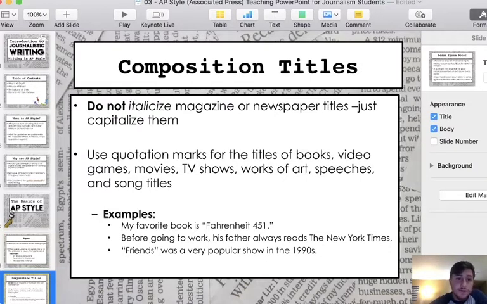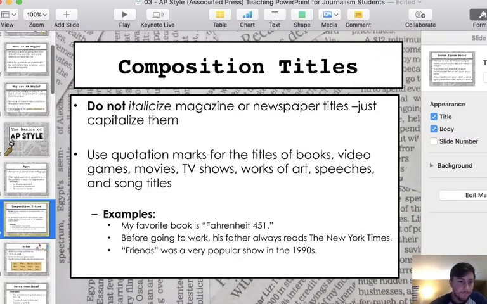Composition titles. Do not ever italicize magazine or newspaper titles. Just capitalize them, okay? What does italicize mean? Well, if you see that italicized word there, notice how it's slanted and looks kind of funky. That's what italicize means, okay? Use quotation marks for the titles of books, video games, movies, TV shows, works of art, speeches, and song titles. Okay, so you guys can see some examples there. And notice how the period is inside of the quote. We'll talk about more of that later, okay?